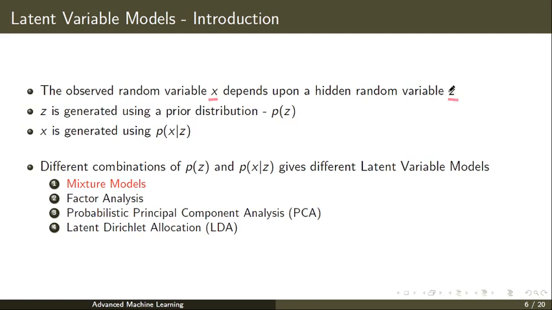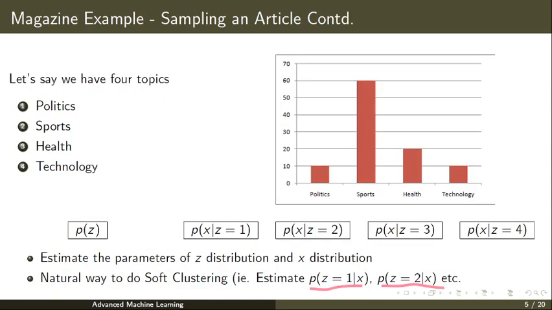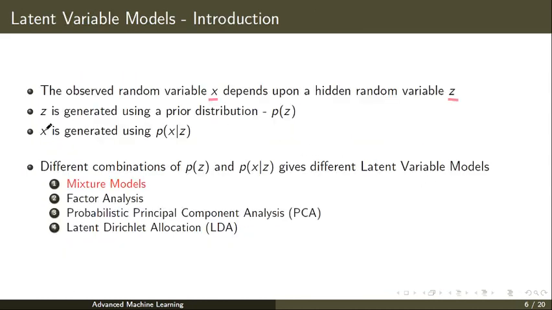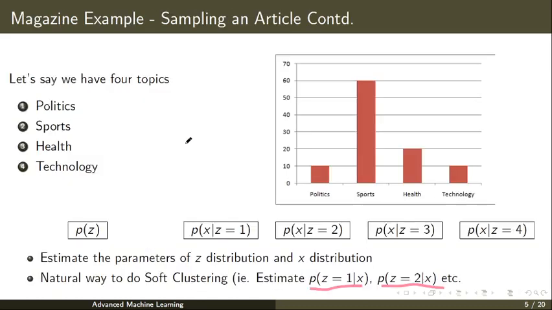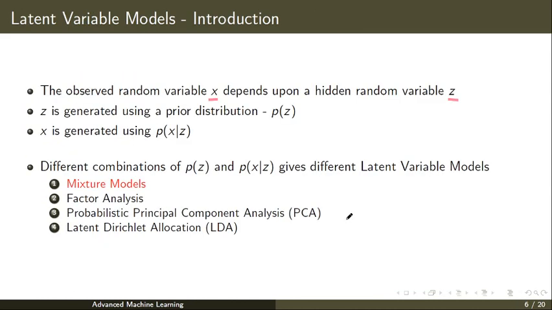So it has a distribution, that's what we have seen previously. This is the distribution of Z. This is having the highest value, then this is having the next highest value, and so on. X is generated in such a way that P of X given Z. So that's what we have seen here. P of X given Z equal to 1, P of X given Z equal to 2, and that's how we generate the visible variable, or the observed random variable.